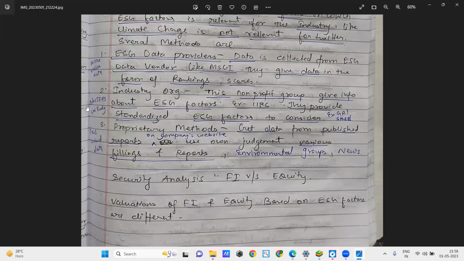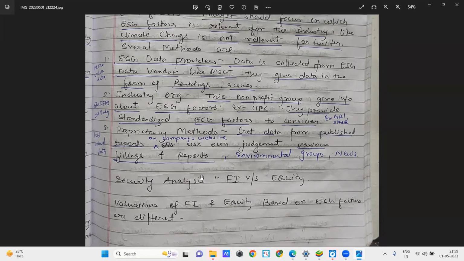The third one is the proprietary method. This is the least valued data. Here you do your own research. You go onto the internet, see reports on companies' websites, and make your own judgment. You get data from various filings and reports, go through the news, and talk to certain environmental groups. Here you create your own data, which is not considered high value data.